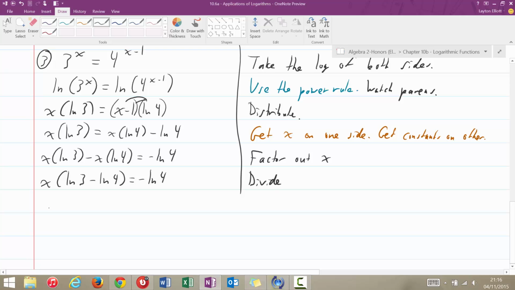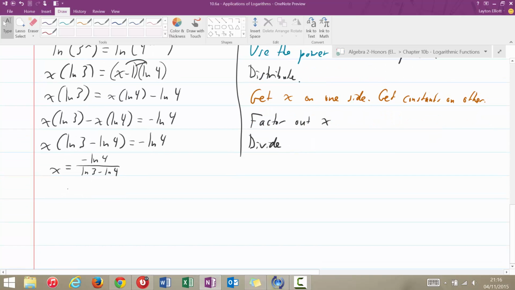divide. I'm going to get x is equal to the negative ln of 4 over the ln of 3 minus the ln of 4. This is a perfectly acceptable answer. This answer can be expressed in multiple ways, but as an answer on your papers or something, this is something I totally would take, because this is a calculator ready answer. It can be plugged in, it can be approximated in any calculator, and that's good form.